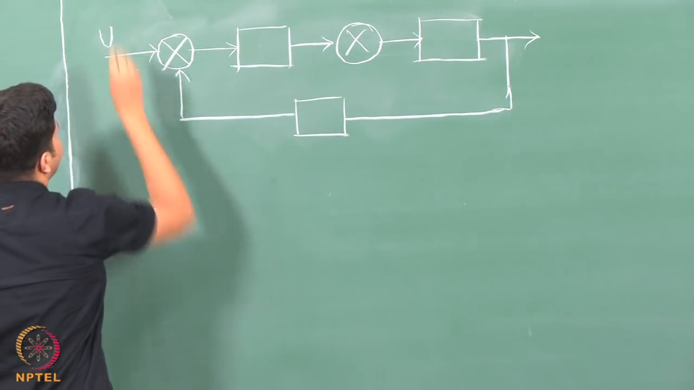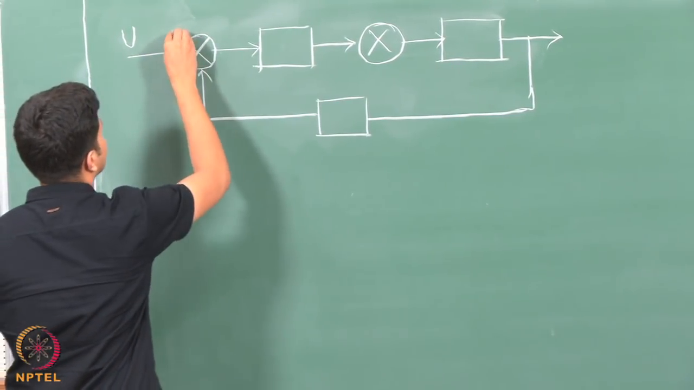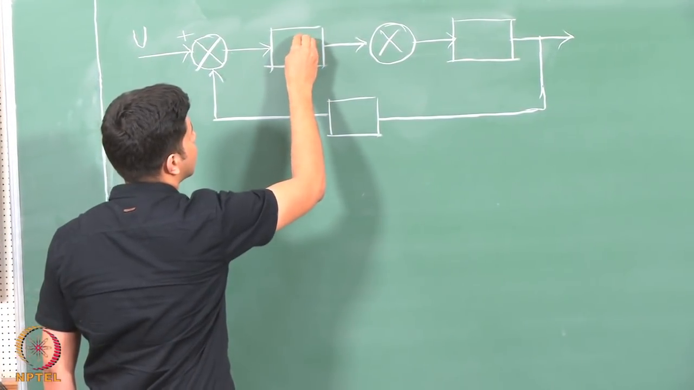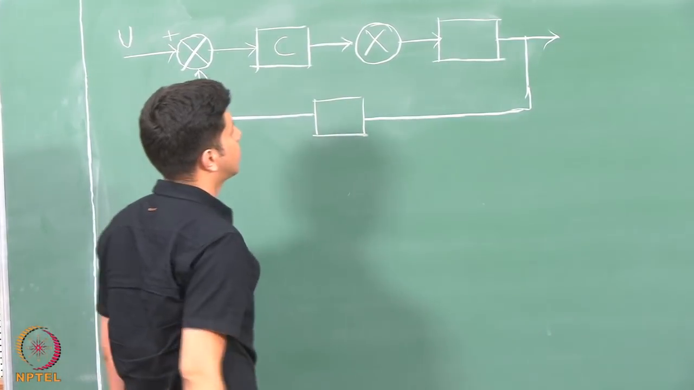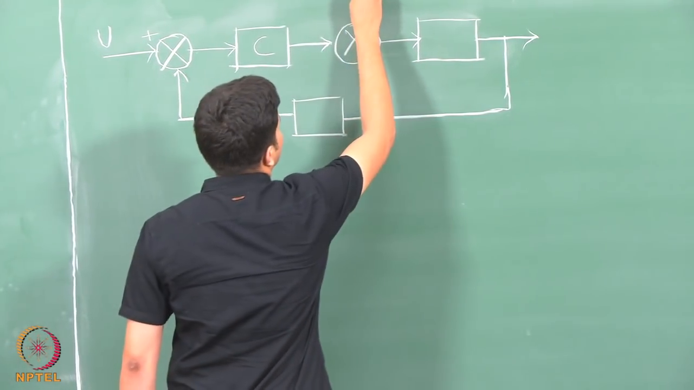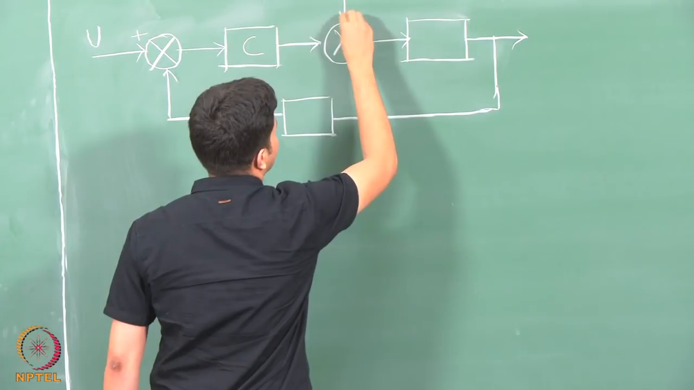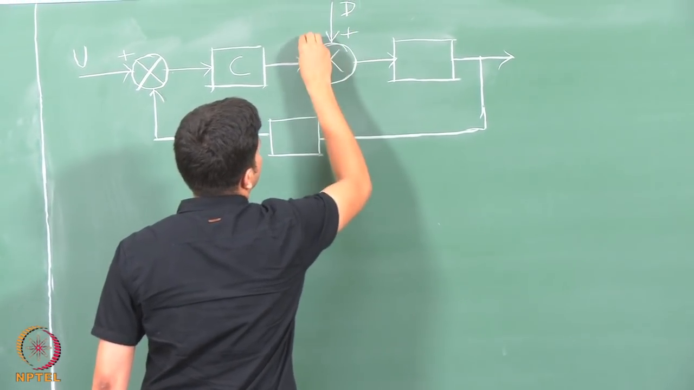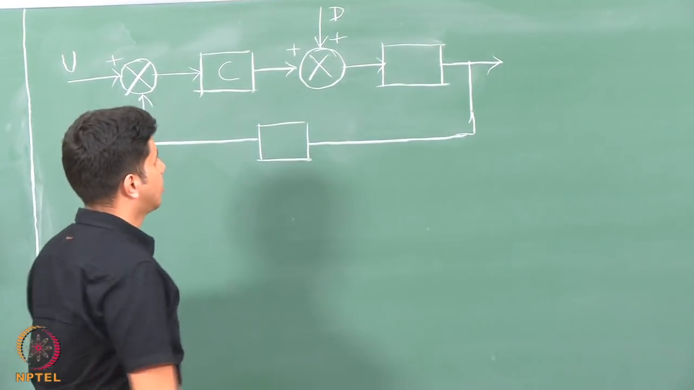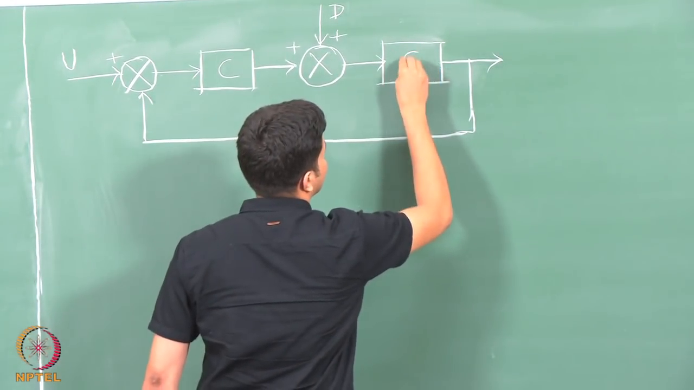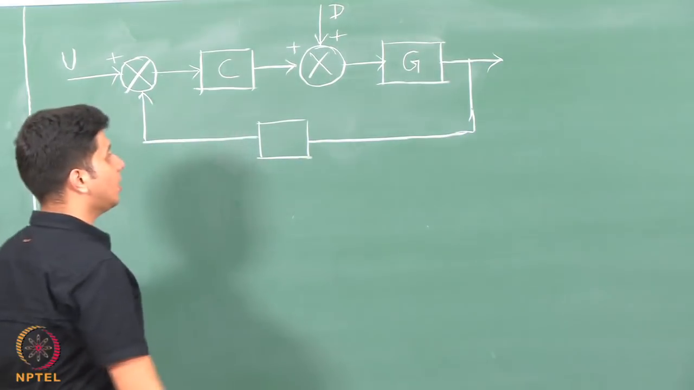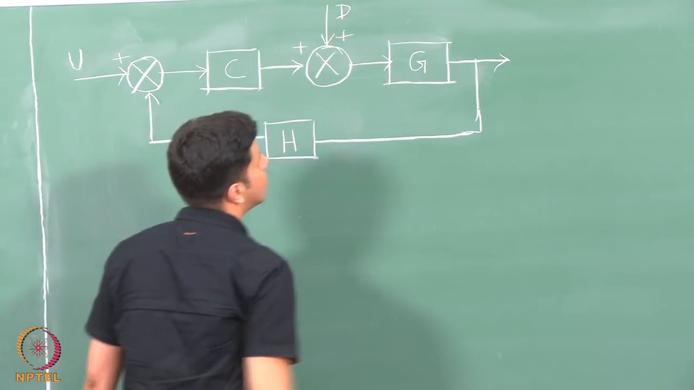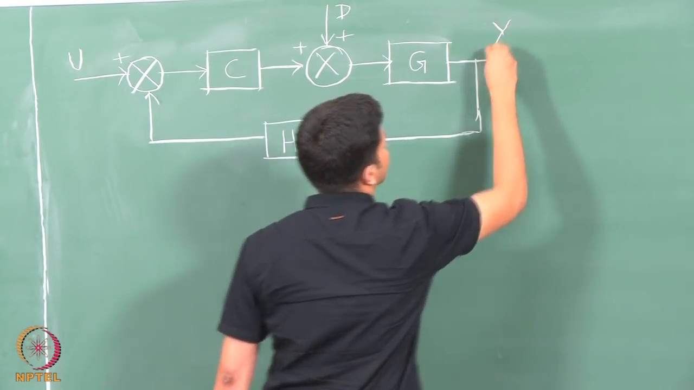So this is the input U, which goes with a positive sign into this, and this is a control system with transfer function C, and then we are adding a disturbance signal along with the control signal, both we take with positive sign, and then we have the plant with the transfer function G, and we also have a feedback loop with transfer function H. And this is the output.